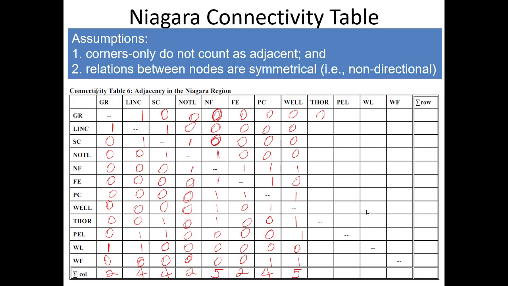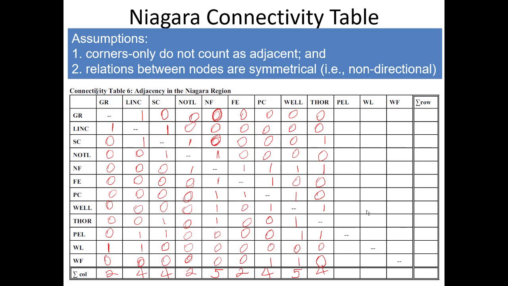So Thorold does not border Grimsby. Thorold does not border Lincoln. Thorold does border St. Catharines. Thorold does not, because we're not counting corners, border Niagara on the Lake. Thorold does border Niagara Falls, does not border Fort Erie, does not border Port Colborne, does border Welland. It does border Pelham, but it does not border West Lincoln, nor does it border Waynflete. So we get 1, 2, 3, 4.